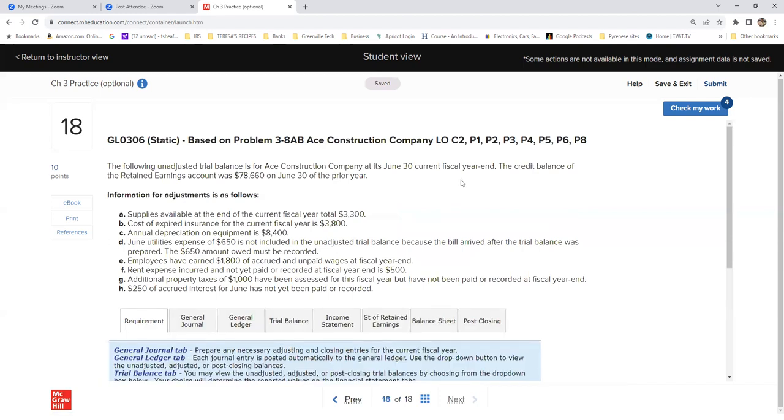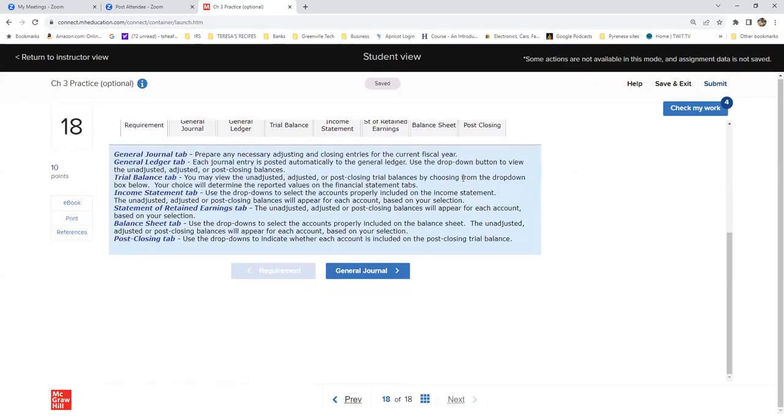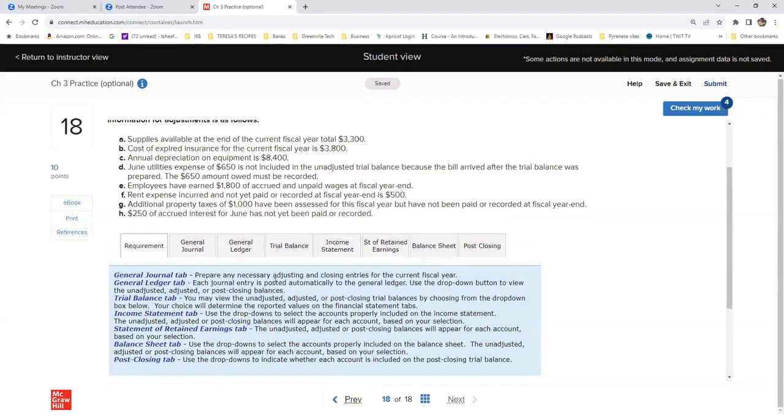And I'll leave this last one too, because this is going to be a lengthy one for you to complete. This explains it in pretty good detail. If you have any questions, feel free to reach out to me. Okay. You're going to prepare the adjusting and closing entries based on the information that you have up here. And well, anyway, you just follow through the different tabs to get to where you want to be. You have the general ledger, trial balance, income statement, statement of retained earnings, balance sheet, and post-closing.